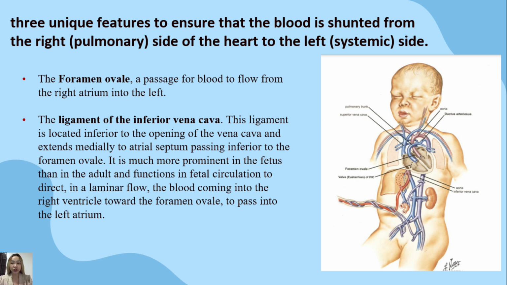A second feature of the fetal heart is the ligament of the inferior vena cava. This ligament is located inferior to the opening of the vena cava and extends medially to the atrial septum, passing inferior to the foramen ovale. It is much more prominent in the fetus than in the adult and functions in the fetal circulation to direct in a laminar flow the blood coming into the right atrium toward the foramen ovale to pass into the left atrium.